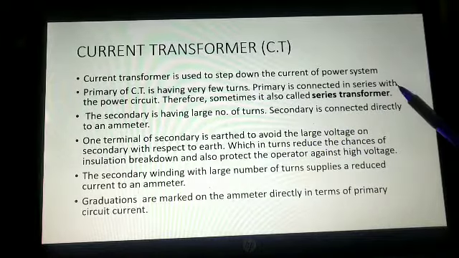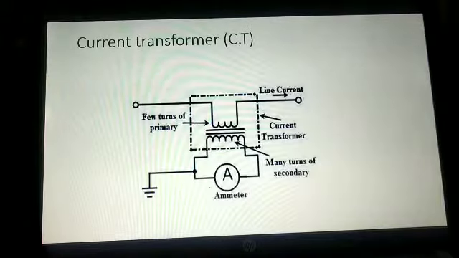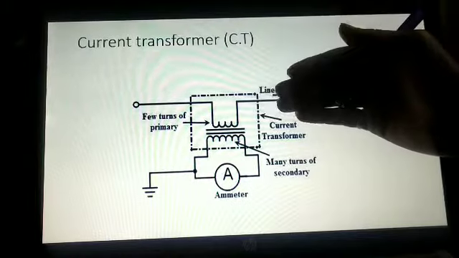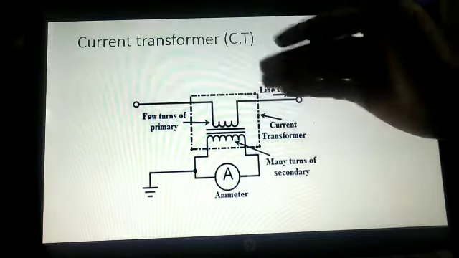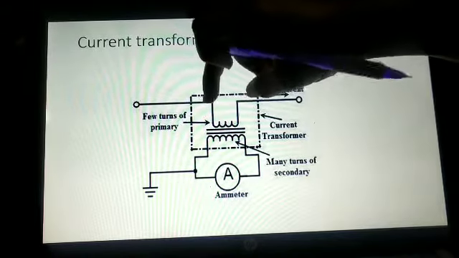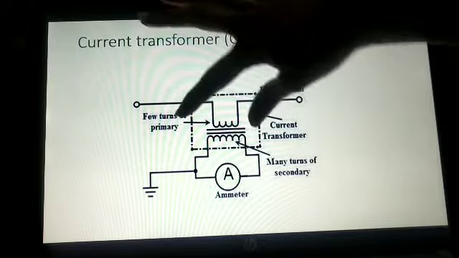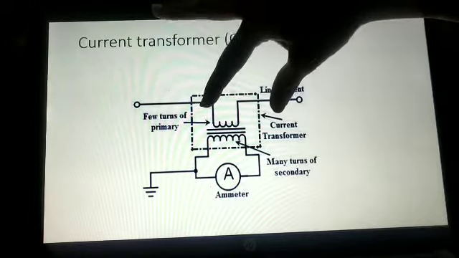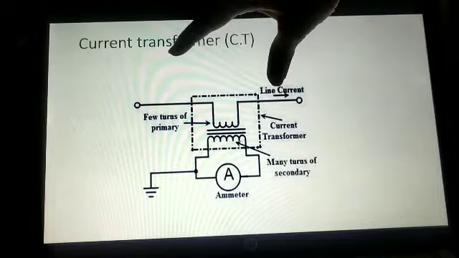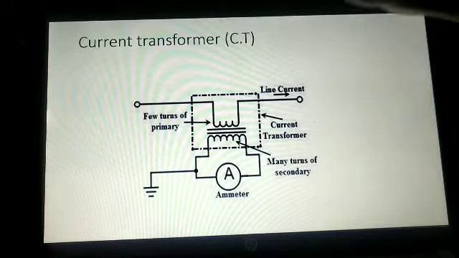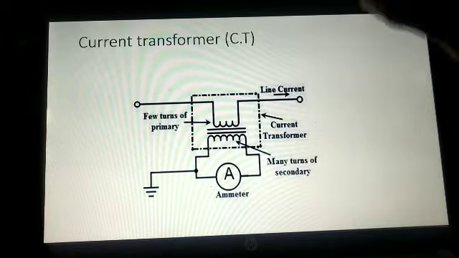The primary is connected in series with the power circuit. This is our power system, or whatever current we have to measure, we have to attach it in series, right? This is our primary side. It is attached to the power system, whatever the current has to be measured. Are you clear with this?